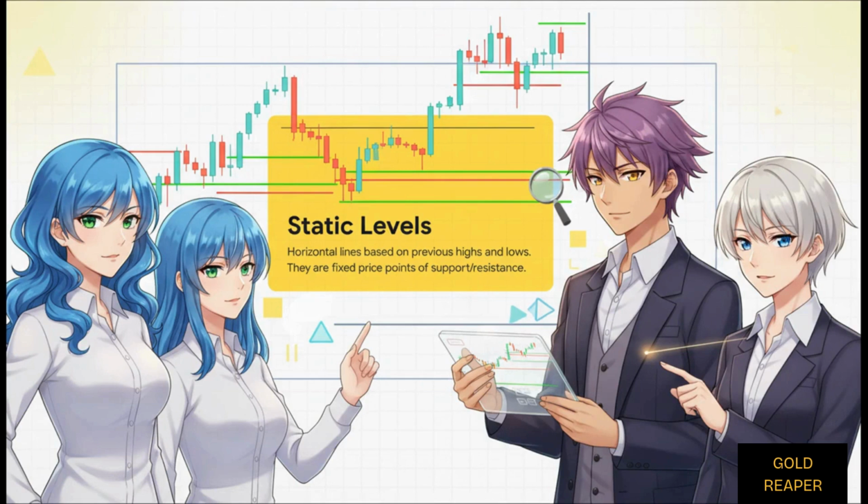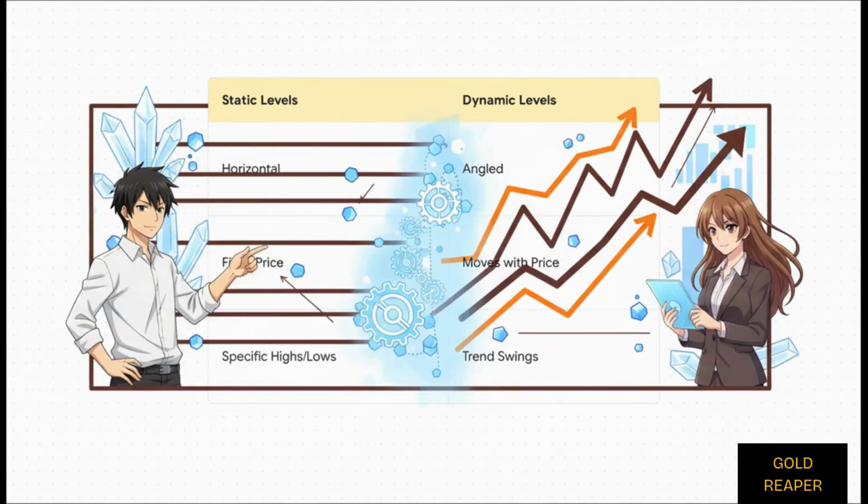And then we have static levels. These are your classic horizontal support and resistance lines. They're based on old highs and lows, those obvious turning points in the market. The key here is static. They are fixed at a specific price, they don't move, they don't change, they're hard lines in the sand. So let's just put them side by side real quick. Static levels, they're horizontal and totally fixed. Dynamic levels, they're angled and they move right along with the price action. They're 2 totally different tools that help us map out the trading landscape.